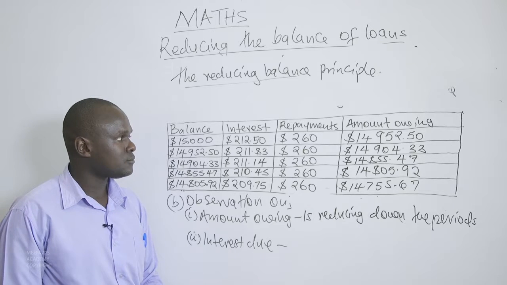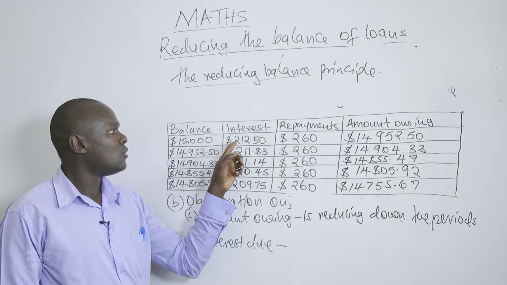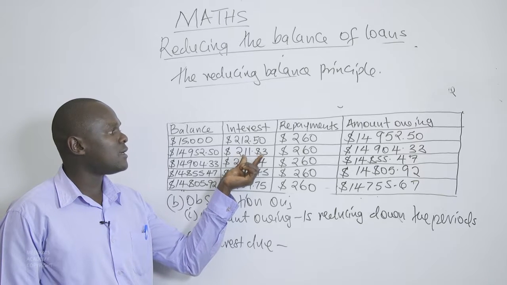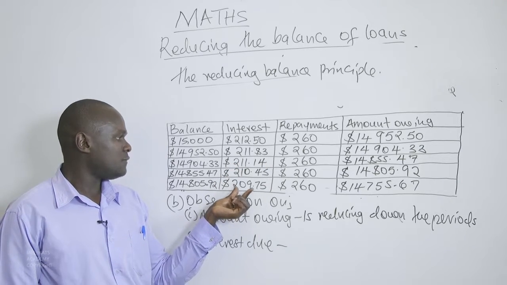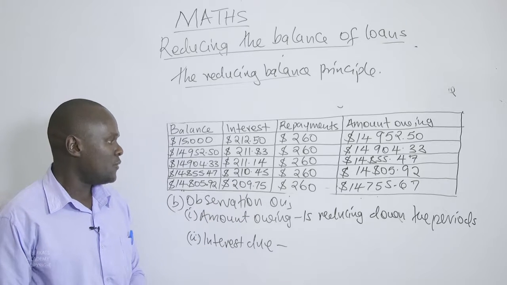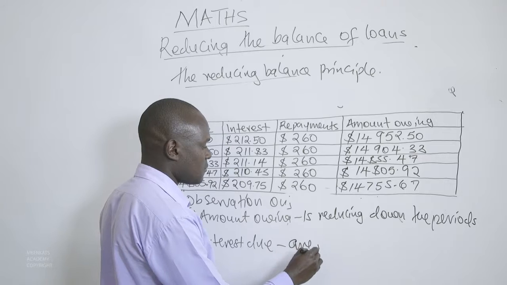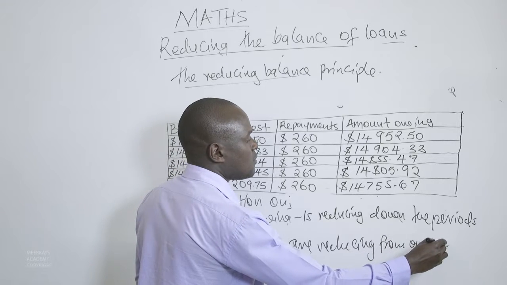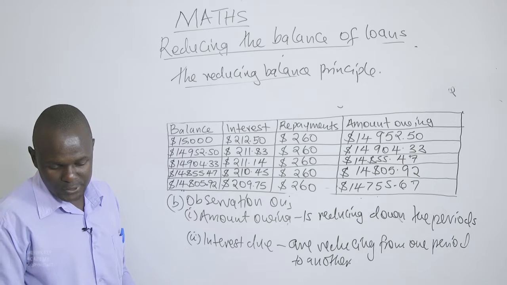What about the interest? When you look at the interests during the first month, they were $212.50. It went down to $211.83. It has even gone down further to $211.14. And during the fifth month, the interests have reduced to $209.75. The interests are also reducing.